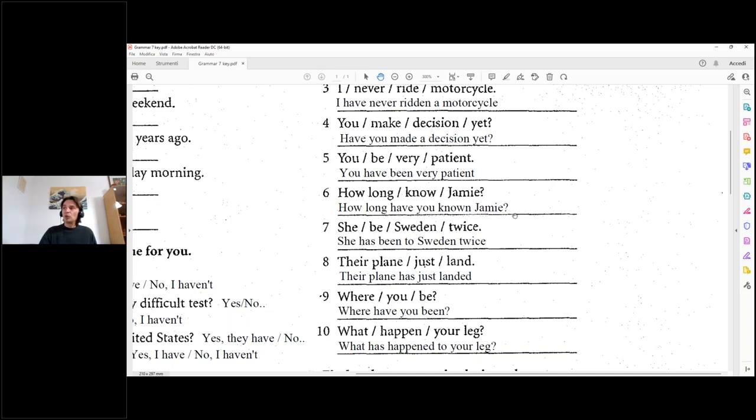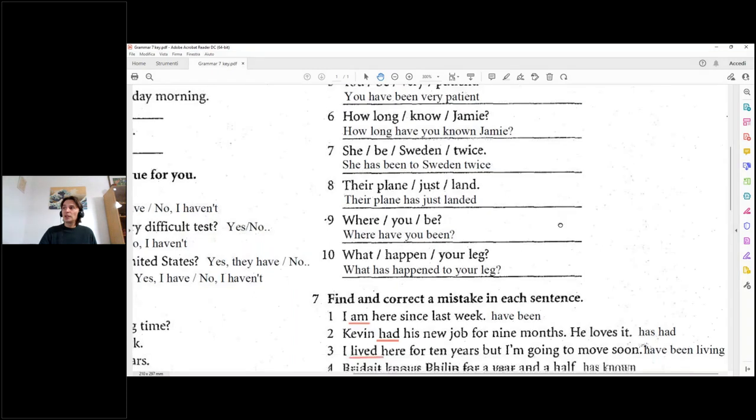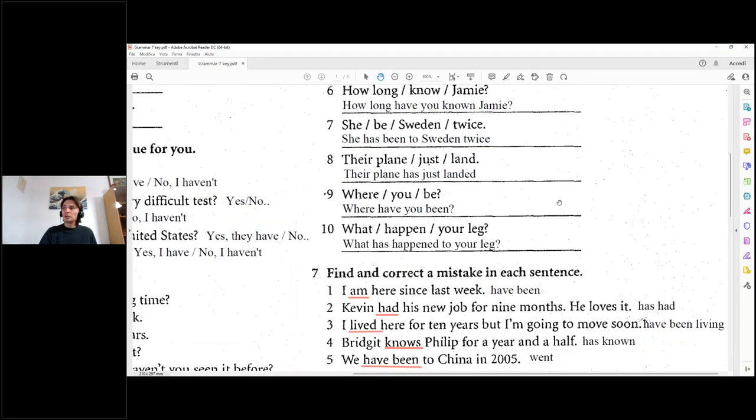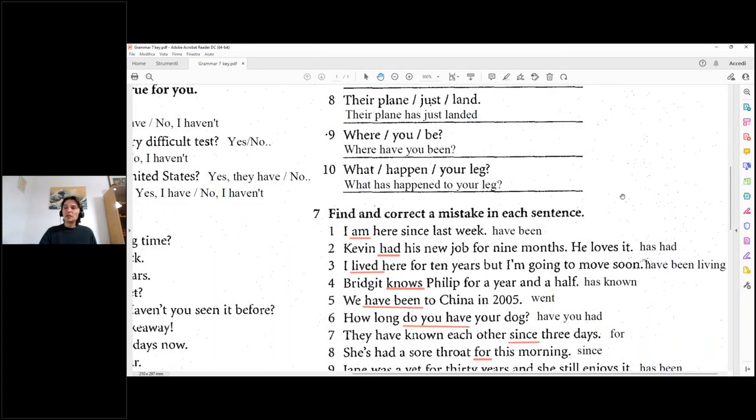How long have you known Jenny? For, if you want. She has been to Sweden twice. The airplane has just landed. Where have you been? What has happened to your leg?